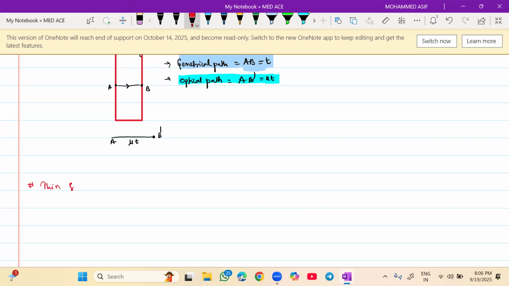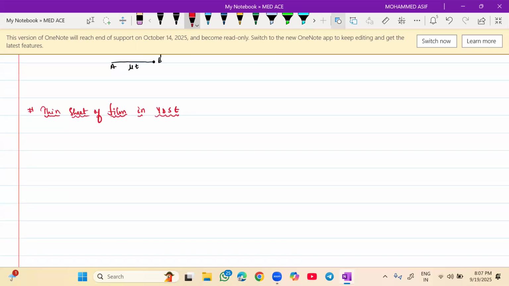is kept in YDSE, a thin sheet is being kept in front of your YDSE. What is the YDSE? Yesterday I told you, YDSE is nothing but like this. It is one sheet here, and there is one more sheet in front of this one, and light is passing through this one. There are small holes we are making.